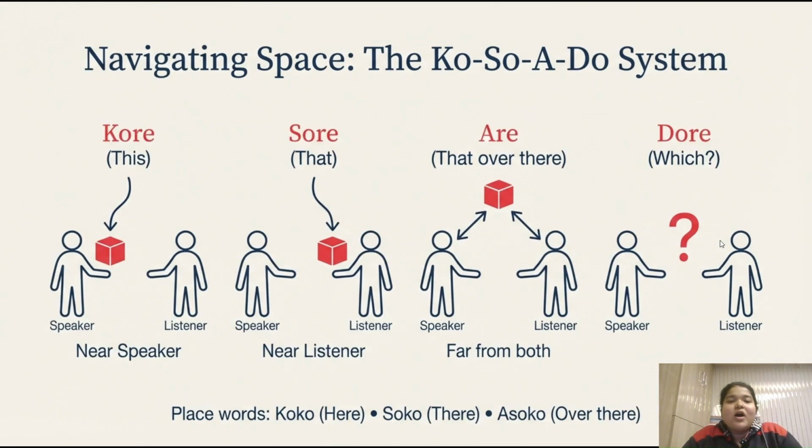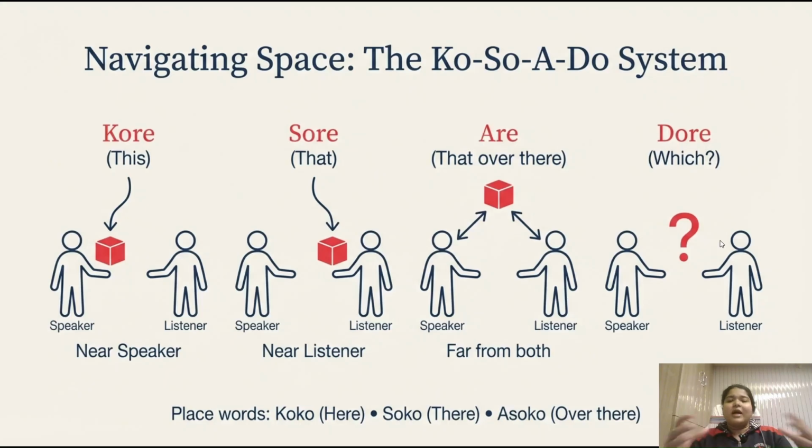Let's now understand space. When we have objects around us at a distance or any place, we're going to say something. That system is known as the ko-so-a-do system. Ko stands for kore. Kore means this. And if it is that, we're going to call it sore.